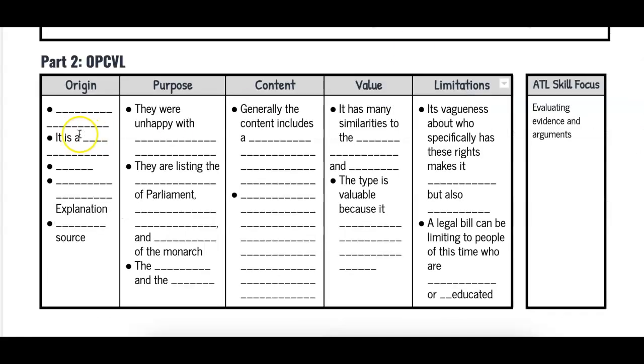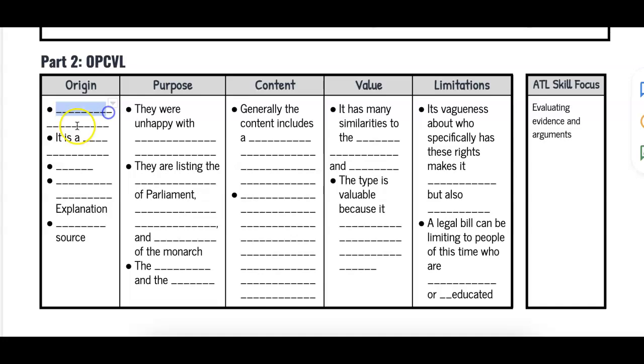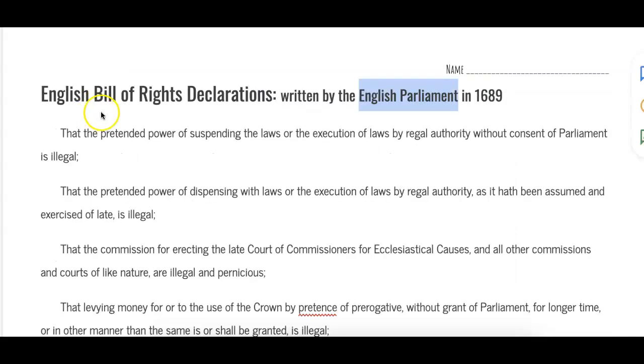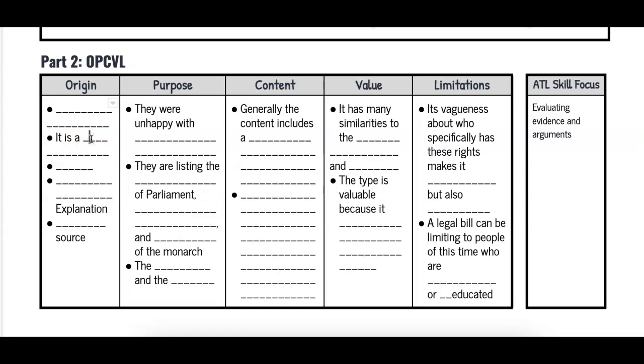So on my note paper in this first section, I'm going to answer that question. So who was the author, which is the question? I'm going to put English Parliament. My next question says, what type of document is this? Now, nowhere in this document does it say, this is a such and such. So I need to make some inferences and read between the lines, if you will. So I know that it was written by the English Parliament. Things that are written by a governing board and then signed into action by a leader, those are called laws. So what type of document is it? It is a legal bill of law. So I'll fill that in here on this second line.